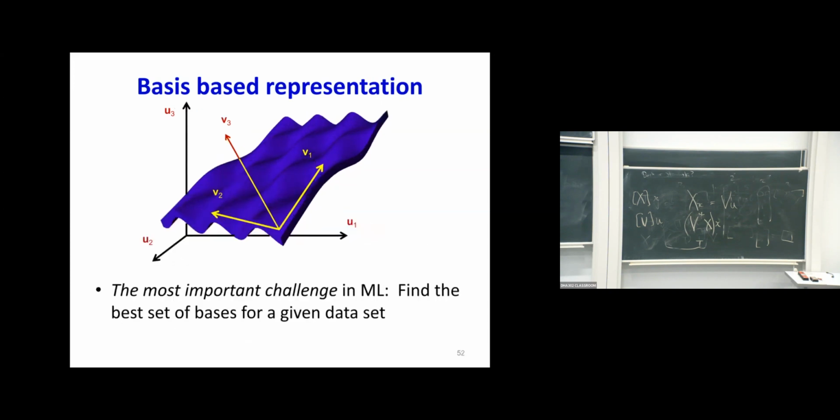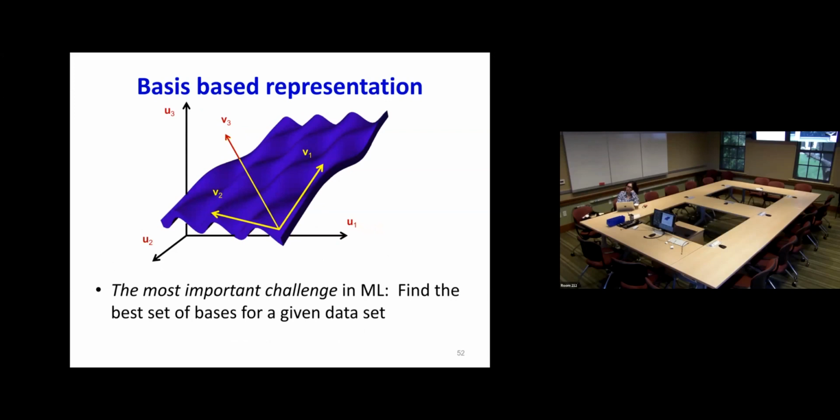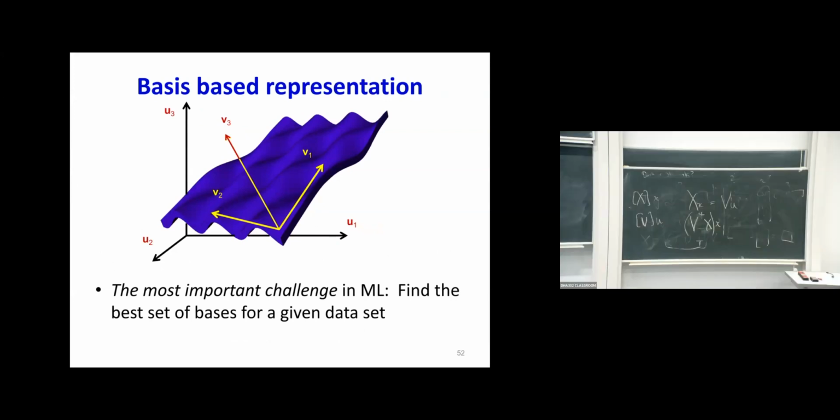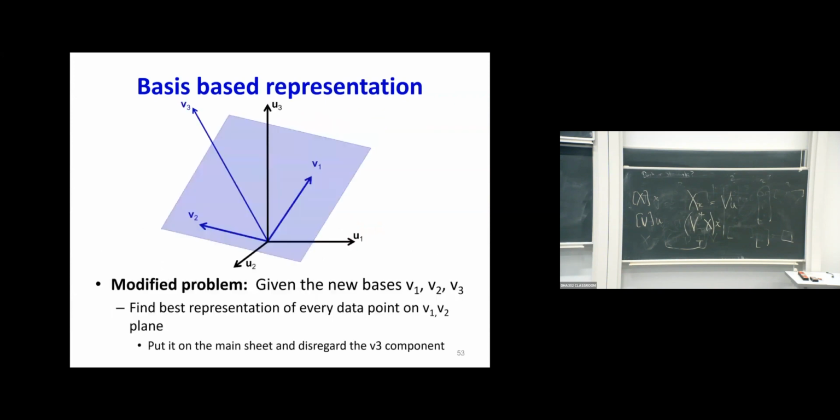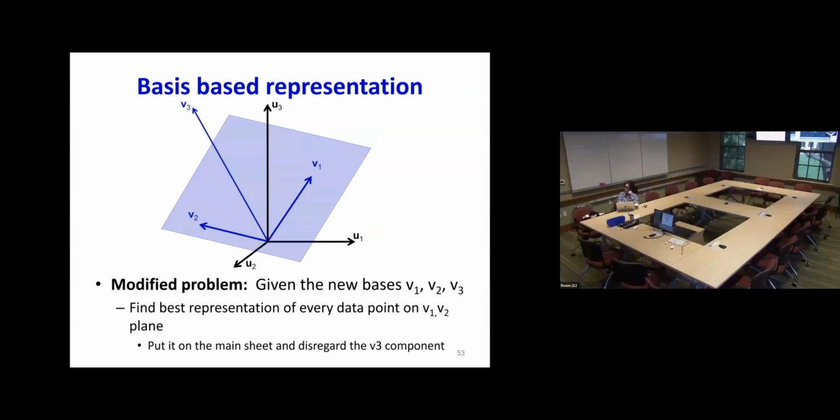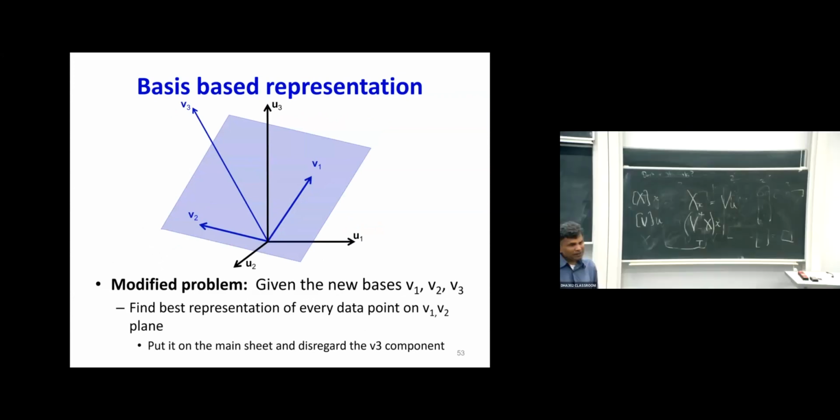Okay, this tends to be the most important challenge in machine learning. Finding the best set of bases for a given data set is a very serious challenge. And so now, let's say I have magically found these bases, V1, V2, V3. Except I decided I'm not going to use V3. V3 is kind of noise. And I just give you V1 and V2. Then, given a vector, how do I represent that vector in terms of its bases?